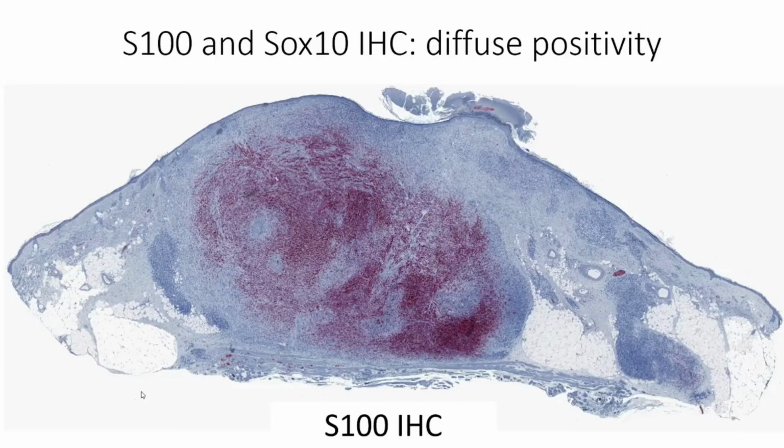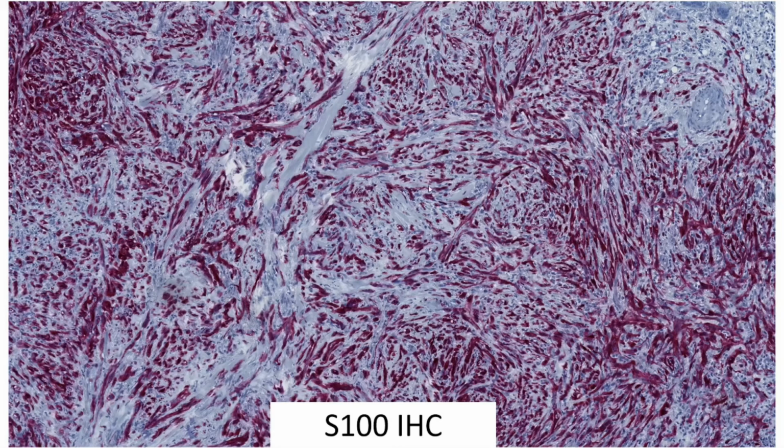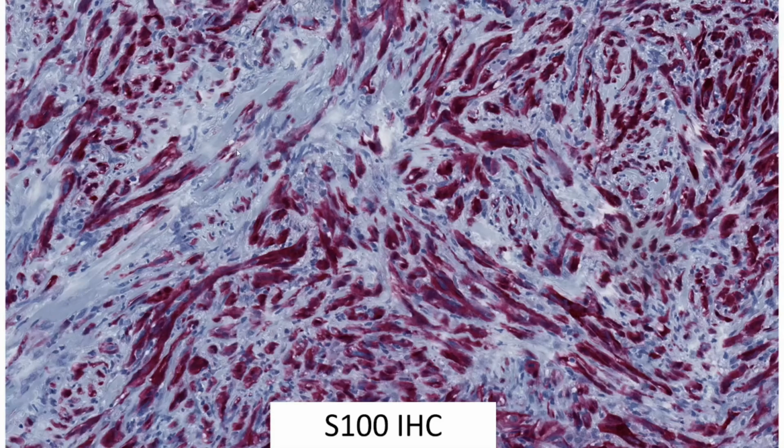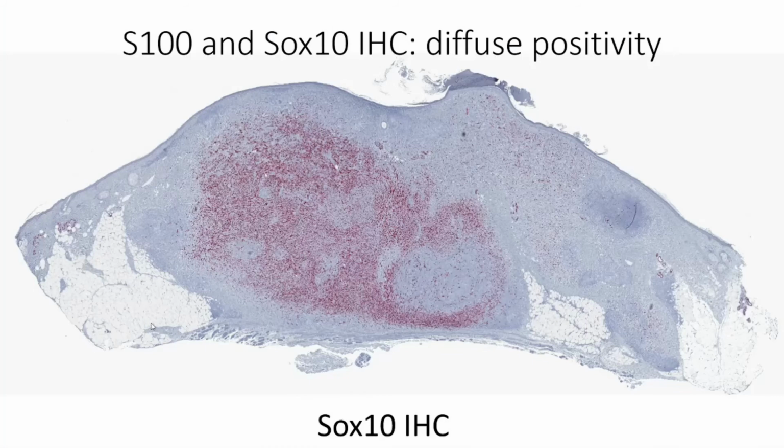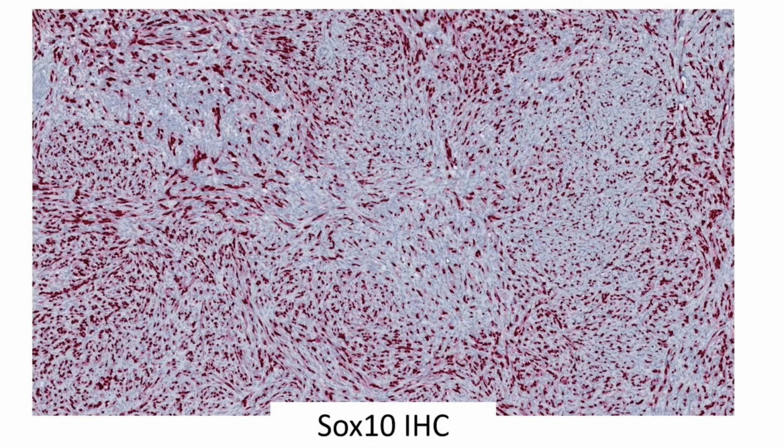Usually you'll be performing a panel among which you expect to have S100 and SOX10 to be diffusely positive throughout your lesion. Here's the S100 in this example. We have a diffuse positivity both in the cytoplasm and the nuclei. We see the fibrotic background. Here is the low power of the SOX10 IHC. It is diffusely positive. All the nuclei are strongly stained.